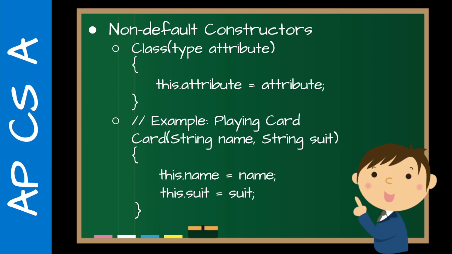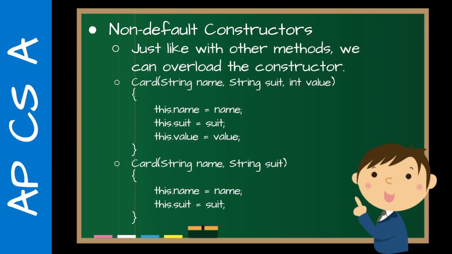Finally we're learning how to create our own. So, as I mentioned, just like with other methods, we can overload that constructor. So we could have a constructor that has string, string, int, and we can do that. Or we can have a constructor that has string and string, and then it would call this. So depending on the method call, it will call the correct constructor based on the signature.